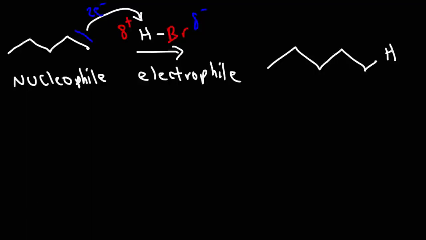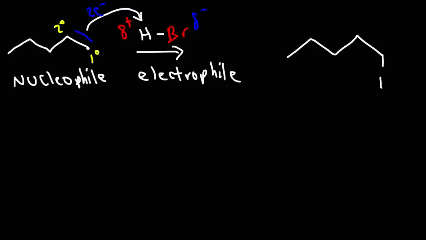Now here's a question for you. Why does the hydrogen go on the primary carbon and not the secondary carbon? Why should we put the hydrogen on the primary carbon? If we put the hydrogen on a primary carbon, we're going to get a secondary carbocation. If we were to place the hydrogen on a secondary carbon, we're going to get a primary carbocation.